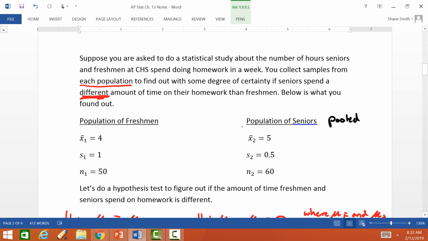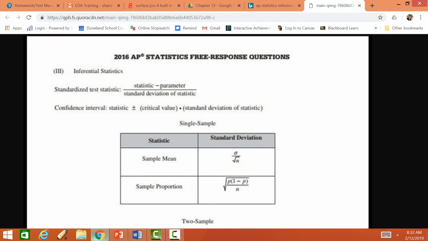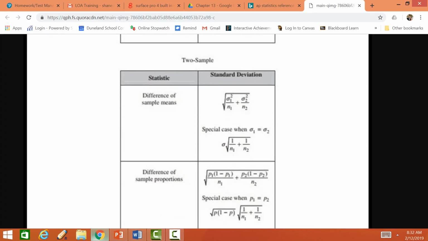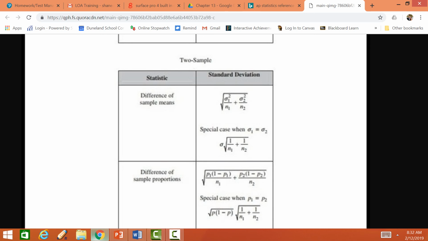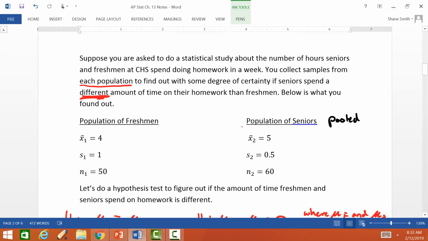If we go back to the reference sheet, that goes back to the fact that you're pooling when you're saying that they're the same standard deviation. You're pooling all your data together in one standard deviation. And most of the time, as I've said, you're not going to assume this unless the problem states otherwise. Most of the time, you are going to assume the standard deviations are not equal to each other. So most of the time, pooled will be no. So I'll say not pooled here.